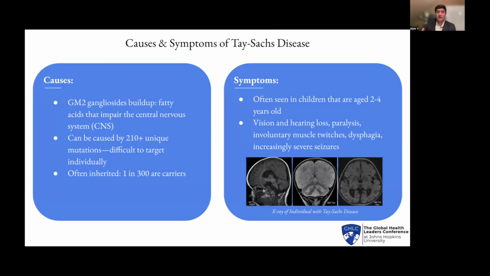Tay-Sachs disease is often inherited by children from their parents. Symptoms are often seen in children aged 2 to 4 years old, and can be anything from vision and hearing loss to severe seizures.